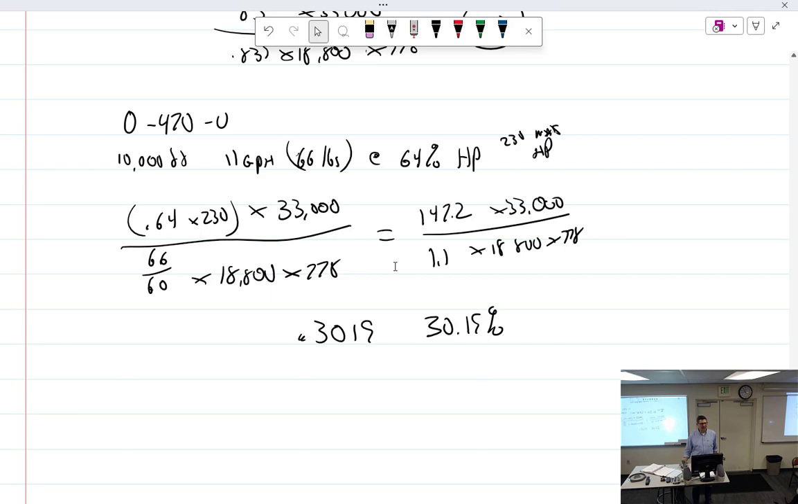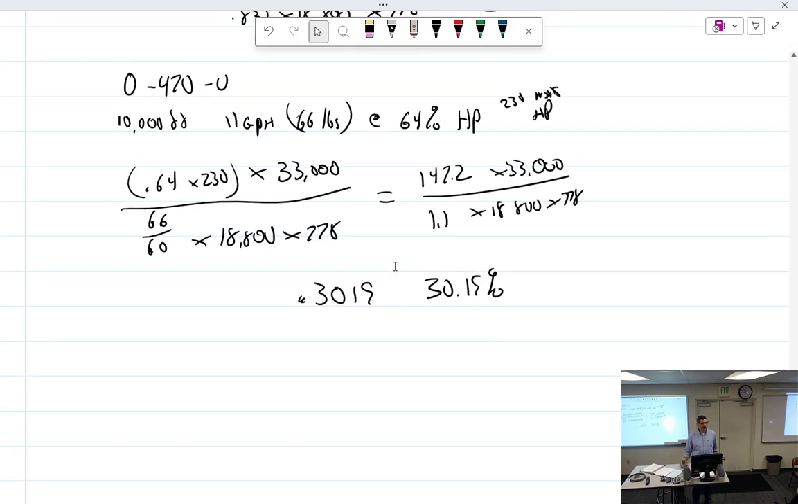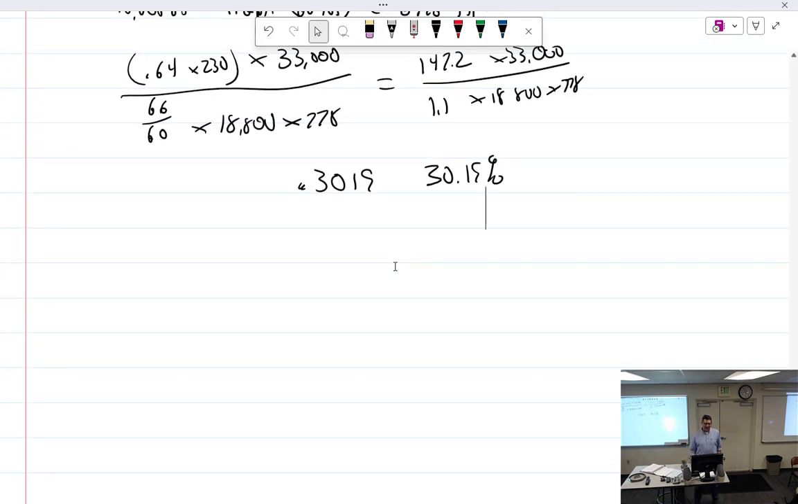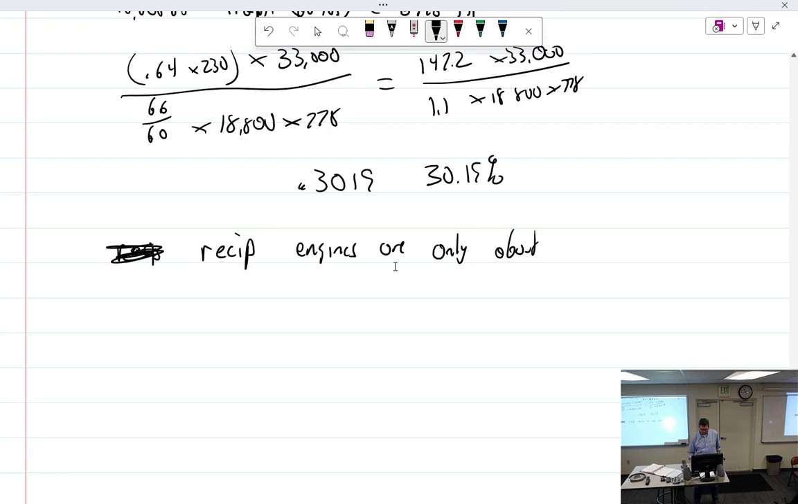4.9. So I'm spending $5. So I spend $7 in fuel, and $5 of that $7 is thrown away. Just only buy $2 of fuel then. You'll be good. So the takeaway is the recip engine is inefficient as hell. Recip engines are only about 20 to 30% efficient. So they're not very efficient.